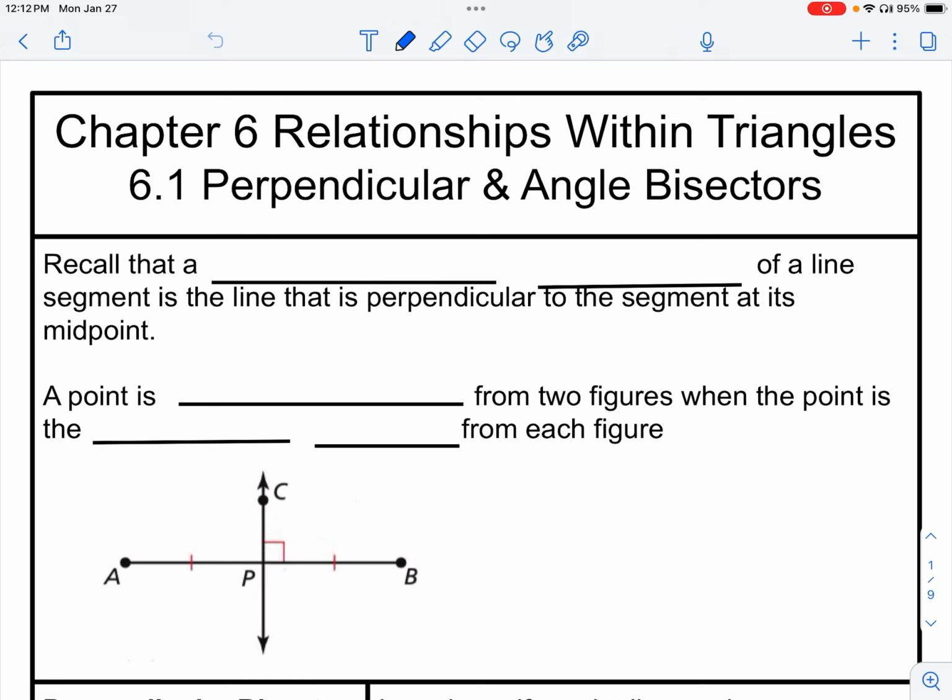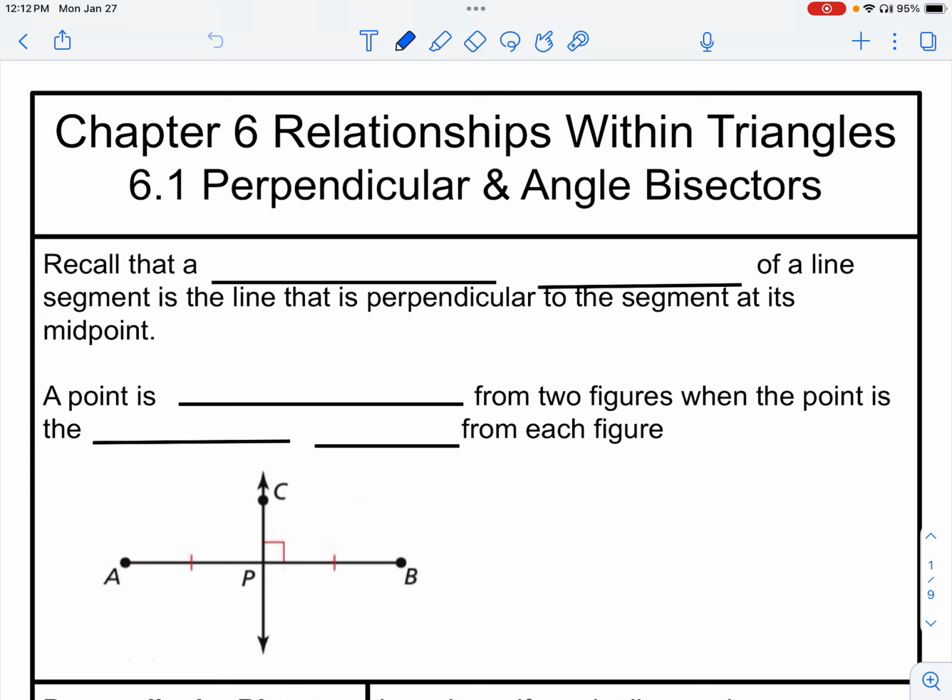All right, today we're going to talk about perpendicular and angle bisectors, because these things exist in triangles and they give us a lot of powers of things we can do with the information.